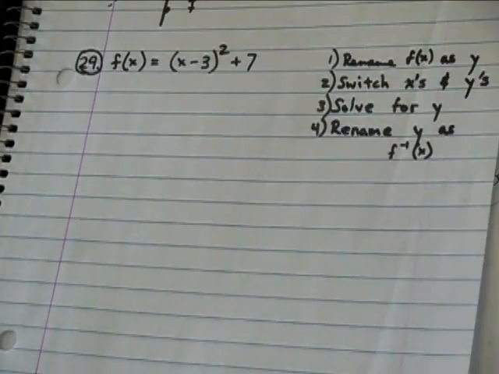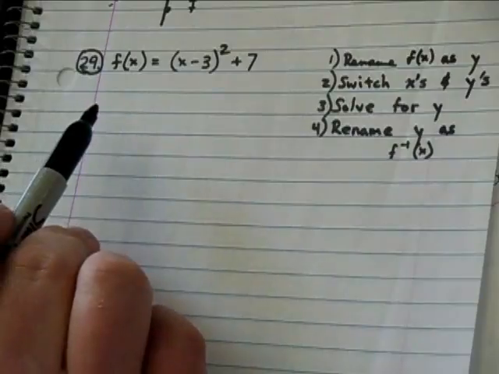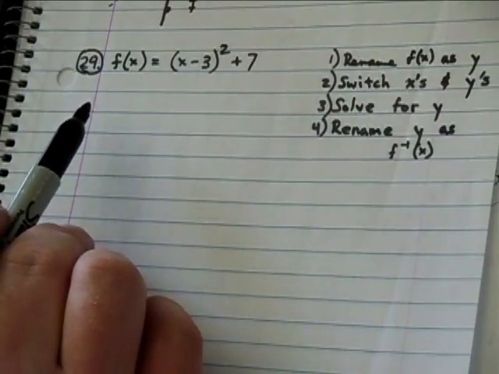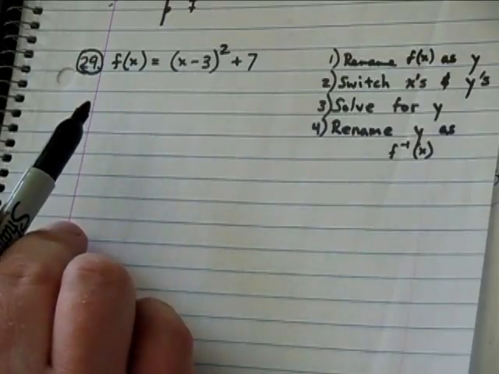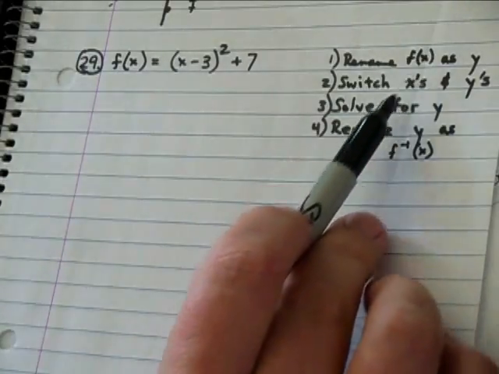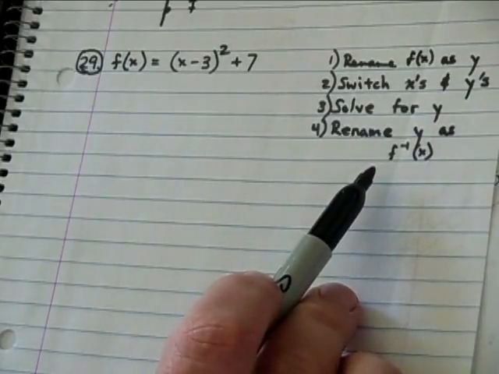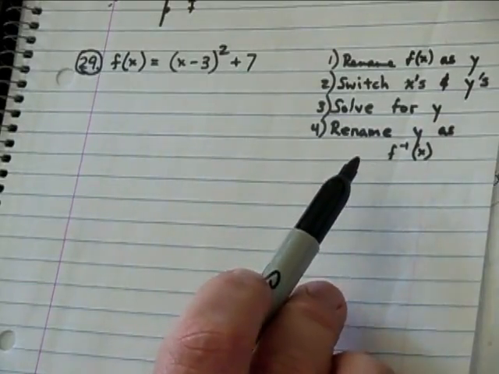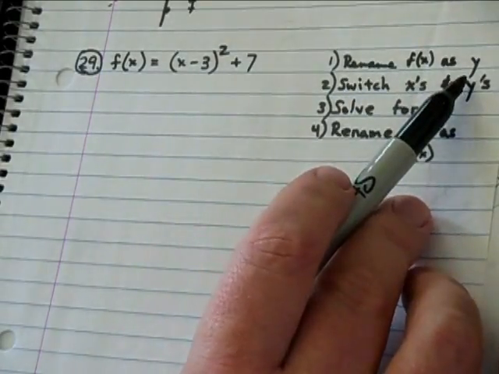Also in section 3.4, problem 29 is asking you to find the inverse function of f and then state whether or not that inverse is actually a function. So I've written over here a step-by-step process how to find the inverse function. So the first step is to rename f of x using the letter y.